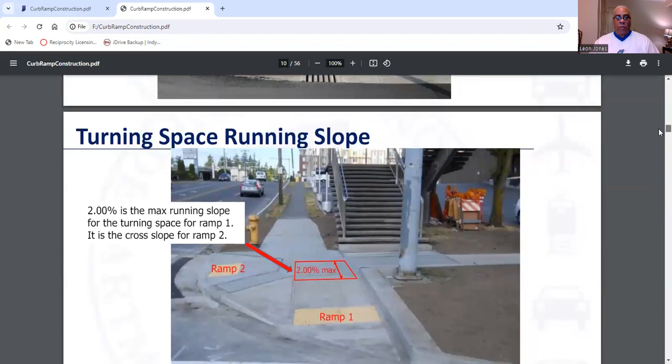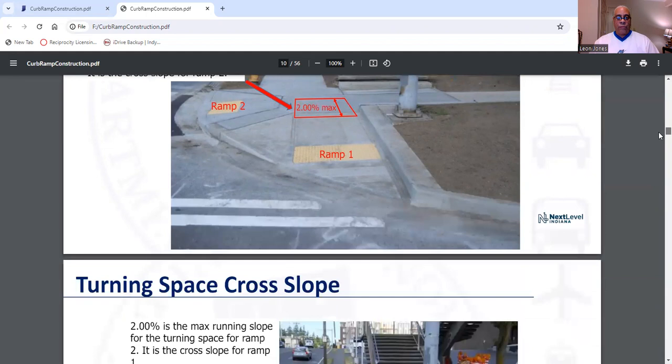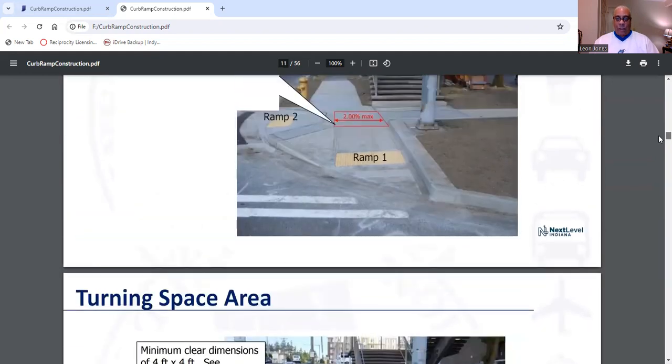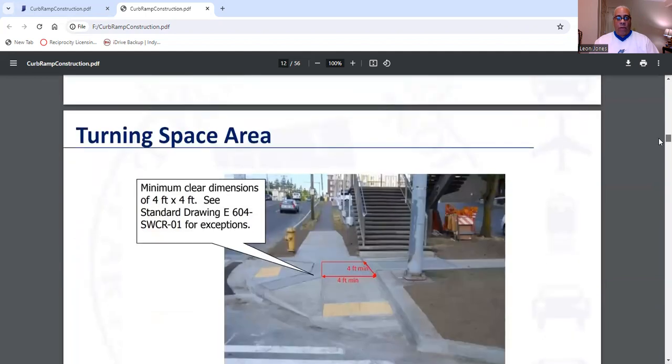And that's what it looks like right there. The turning space cross slope also must be 2%. And that's the maximum running slope for the turning space for ramp 2. It is the cross slope for ramp 1. Again, all these are taken with a smart level.